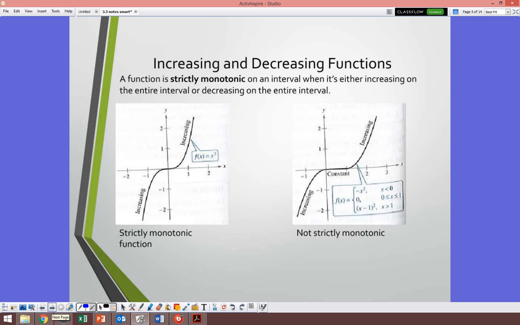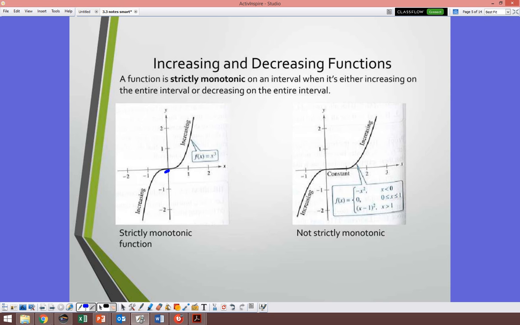So here's an example. Increasing and decreasing functions. A function is strictly monotonic on an interval where it's either increasing on the entire interval or decreasing on the entire interval. So at this point right here, 0, it goes to 0 right there, right? It goes to 0, but then from 0 it does what? Increases again. So it's increasing to 0. So my interval would be from negative infinity to 0 would be increasing, right?